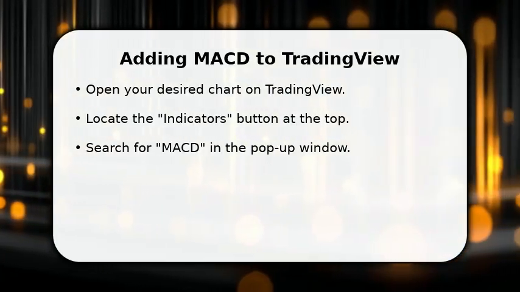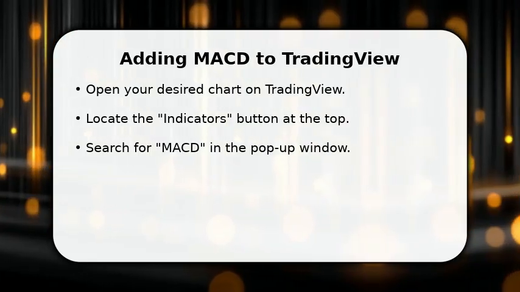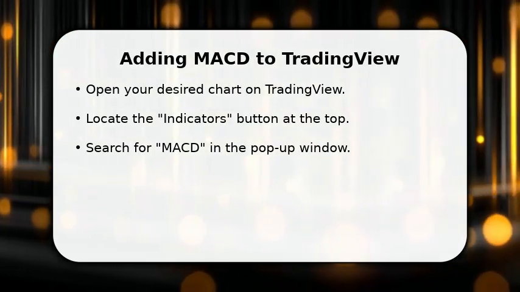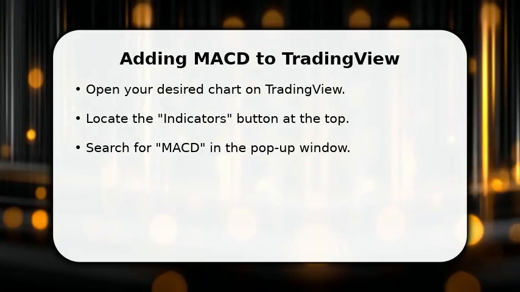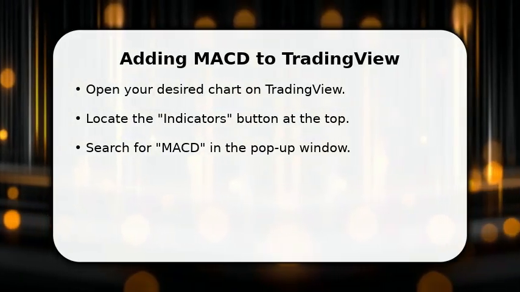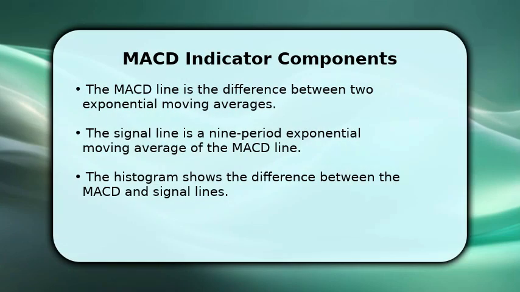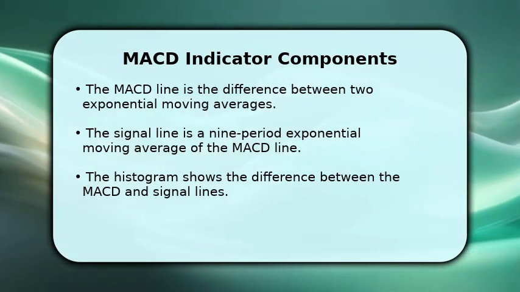Type MACD into the search field, and then select the Moving Average Convergence Divergence option from the results. This will instantly add the MACD indicator to your chart, ready for analysis. Once added, you'll see three main components of the MACD.